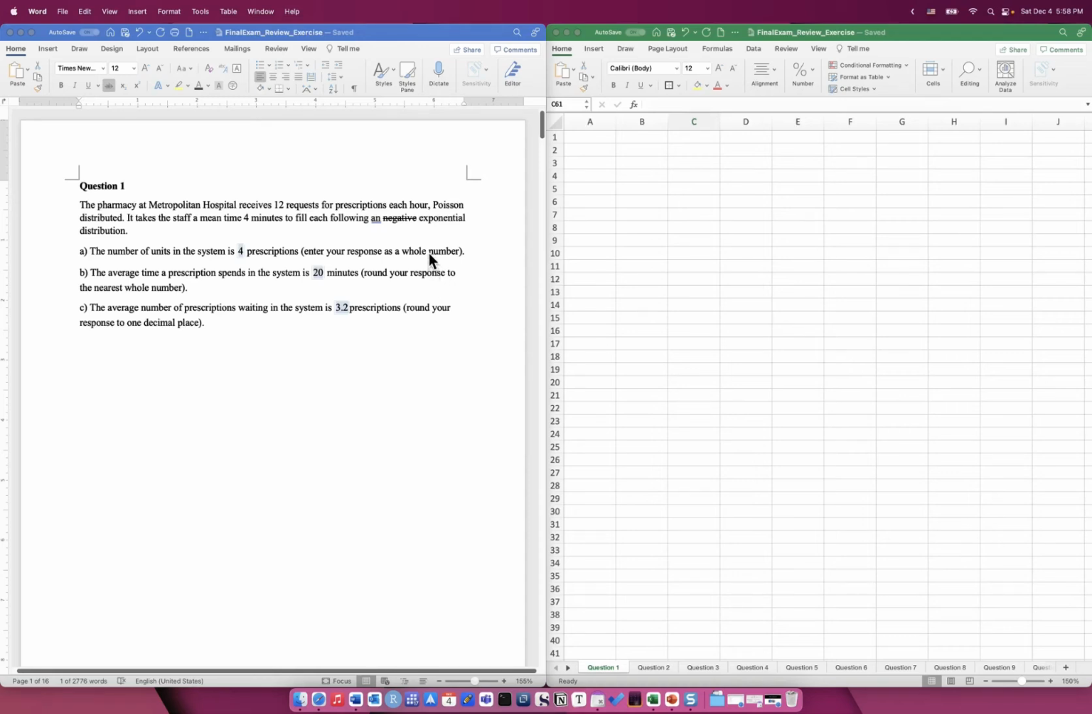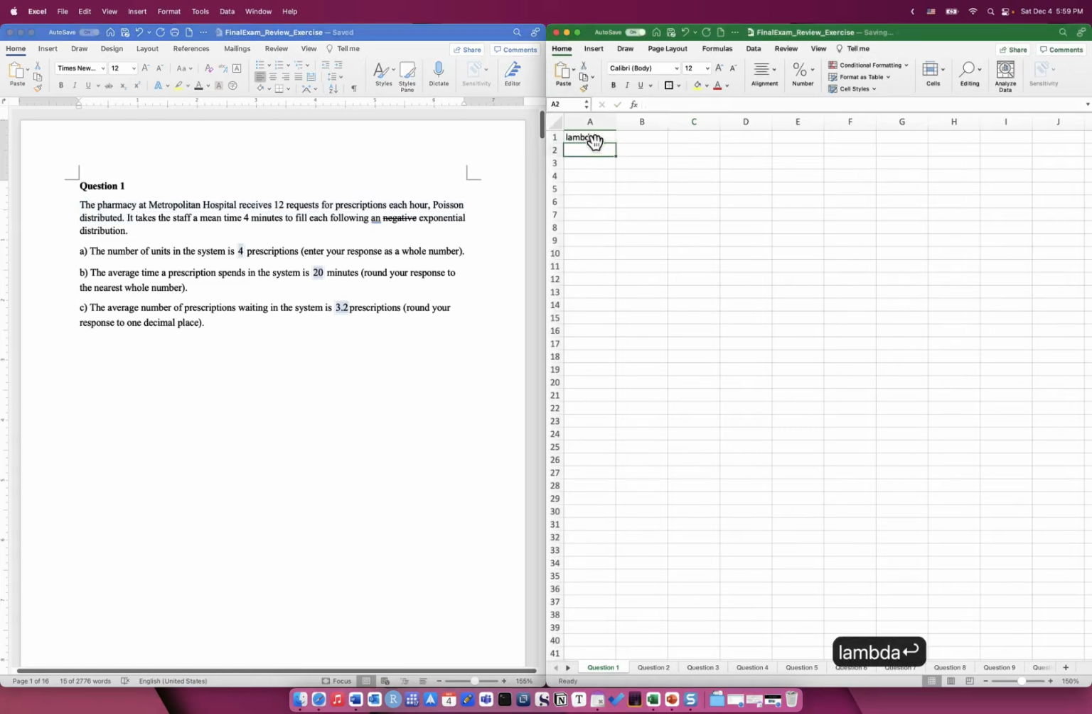Okay, problem number 1. The pharmacy at Metropolitan Hospital receives 12 requests for prescriptions each hour, Poisson distributed. So basically this part is reminding you that the demand arrival is a random process which follows the characteristics of Poisson distribution. So here we can tell our lambda is what? 12 requests.